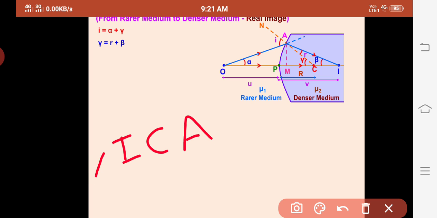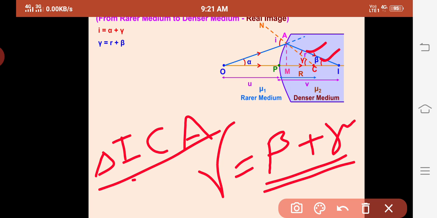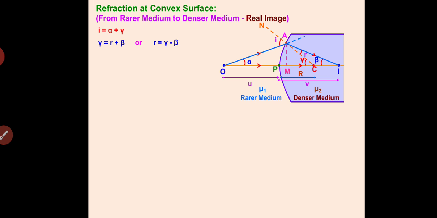From this triangle ICA, we can very easily write down that exterior angle gamma is equal to the sum of the two opposite interior angles, beta plus R. So beta and R are the interior angles of this triangle, and the value of gamma can be found using this triangle. When we find these values, I is gamma minus beta, and then we can very easily use Snell's law.